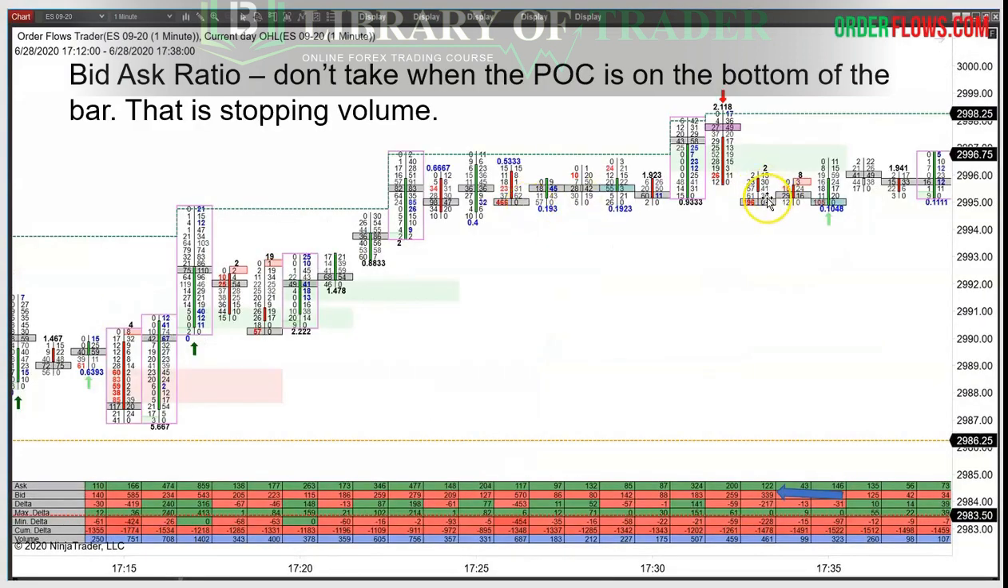What you have here is stopping volume. The reason you got such a big bid volume is because there's a big bid there, and people are selling into it. Even though the bar is down, it's stopping that move from going lower. When you see that at the bottom of a red bar or at the top of a green bar, that's one of the caveats. That's stopping volume. Remember what I said in one of the earlier modules: vertical moves are stopped by volume.